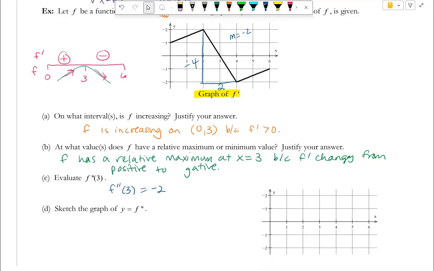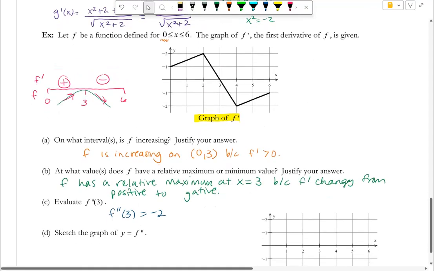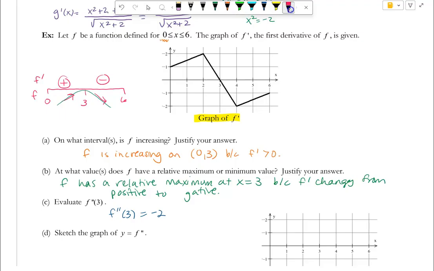And that actually rolls us right into part D, where we are asked to sketch a graph of y equals our second derivative of f. So again, I want to point out that f prime is defined on this closed interval from 0 to 6. We don't know anything about f prime before 0 or after 6. So for example, I don't know if f prime even exists before 0 for values of x less than 0. And if it does, I don't know what it's equal to. It's possible that I could have a corner at 0 as well.